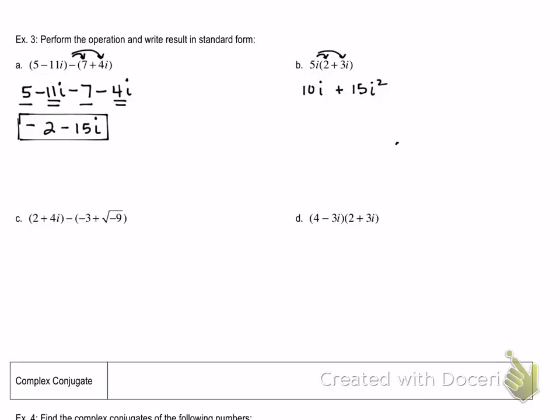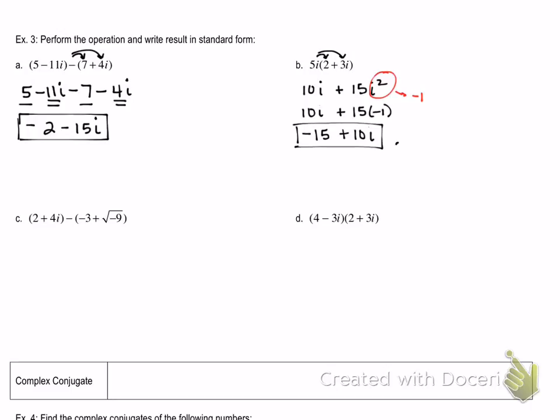All right, so again, I want my answer in a plus bi format. So this i squared poses a problem, but what we can do is replace it with -1. So we take it out and we substitute -1. So I'll get 10i plus 15 times -1. And so when I write this in a plus bi format, it becomes -15 plus 10i.